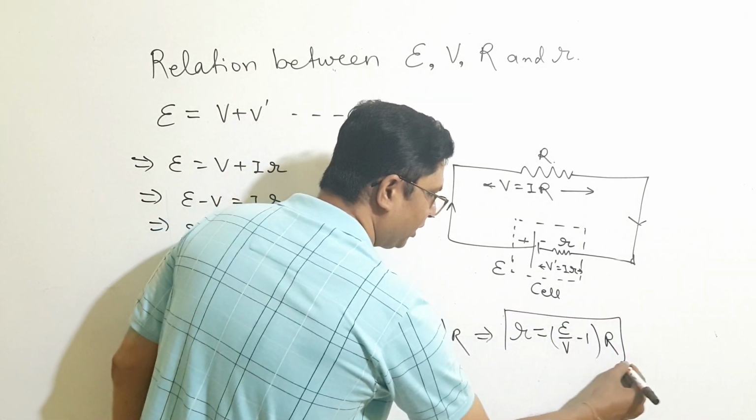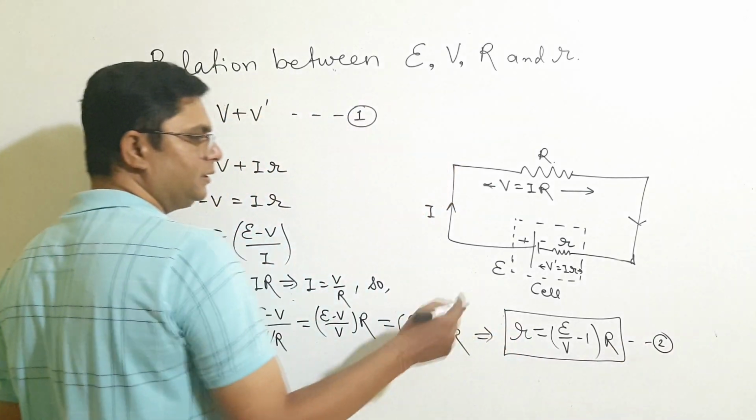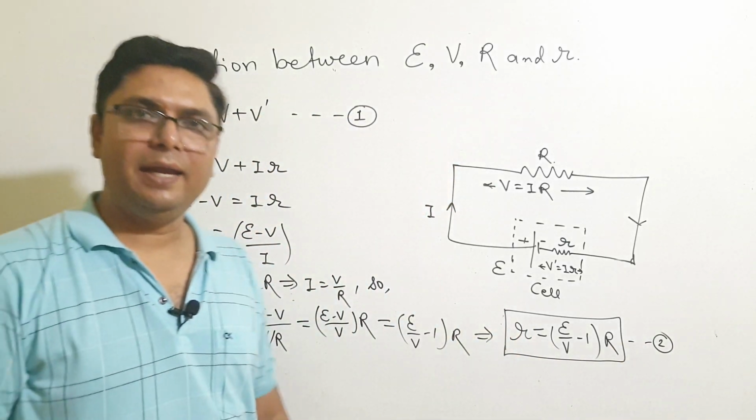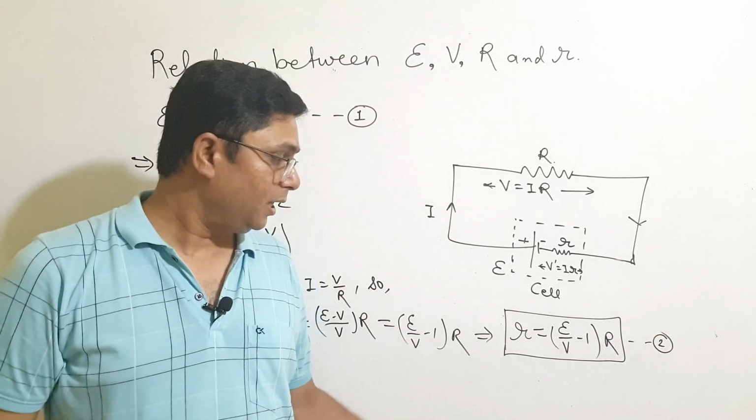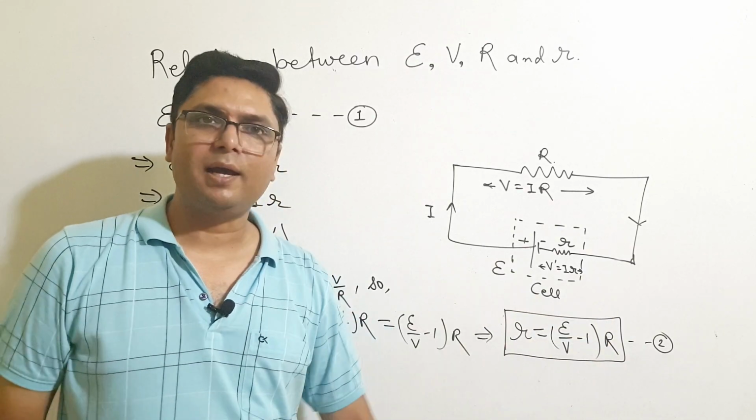This is the expression for internal resistance, equation number 2. Small r equals (E upon V minus 1) into capital R.